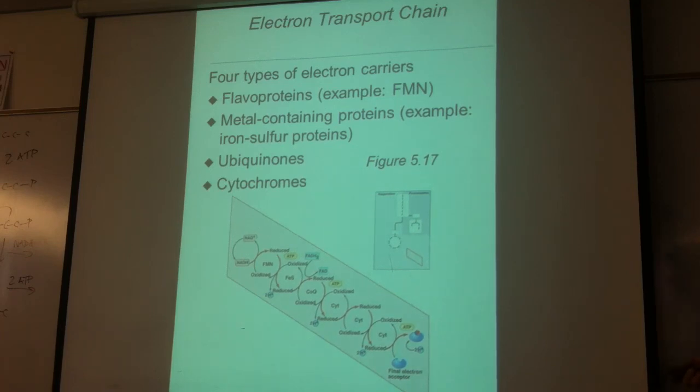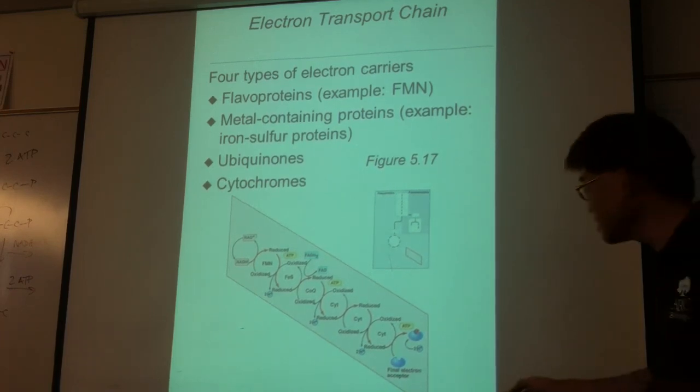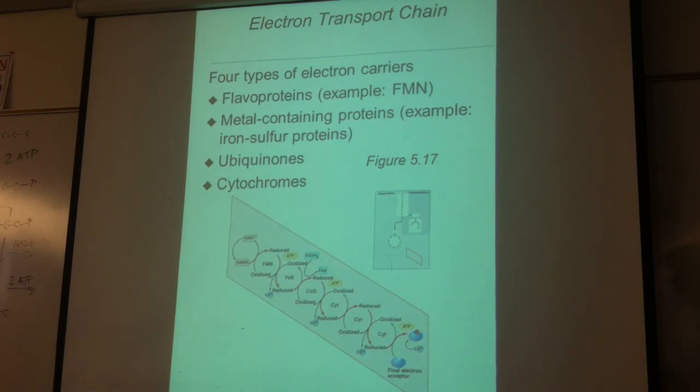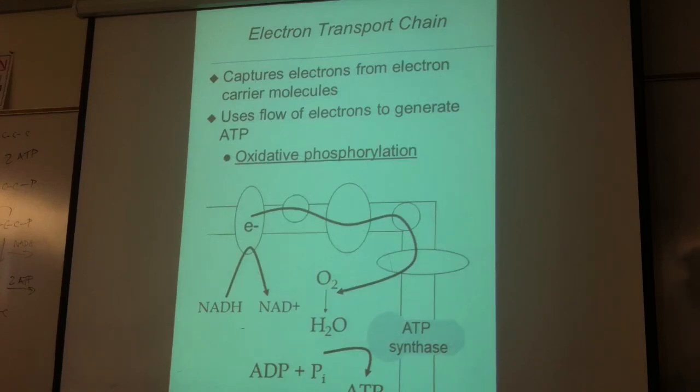Now, one question is, when you look at aerobic respiration, what's that final electron acceptor? Where are the electrons that get dumped off at the very end? If you look at this process, what's the final electron acceptor?